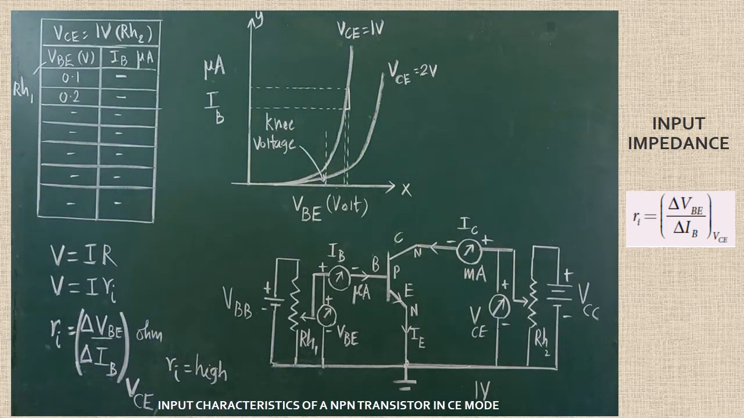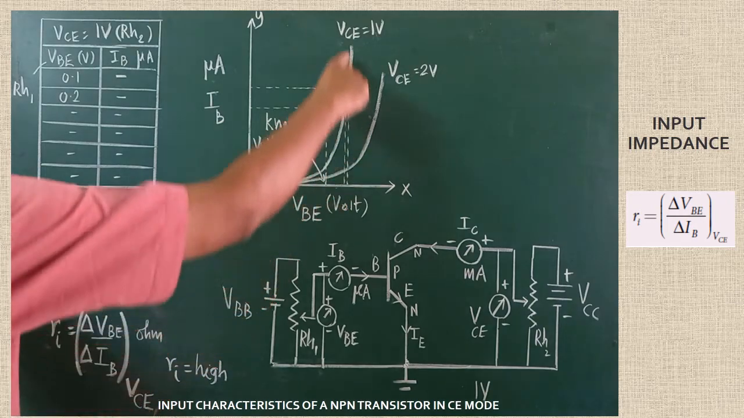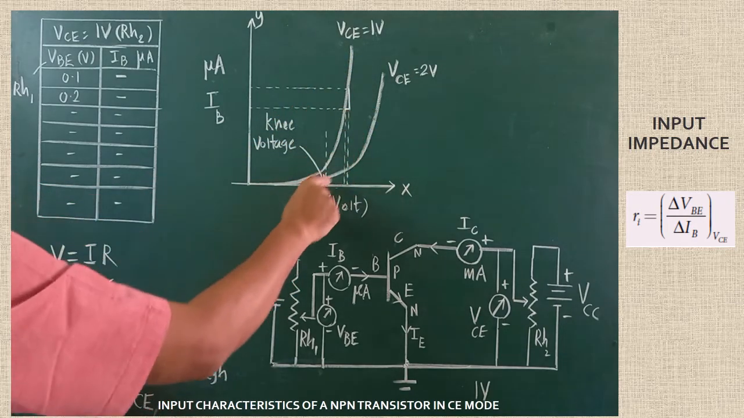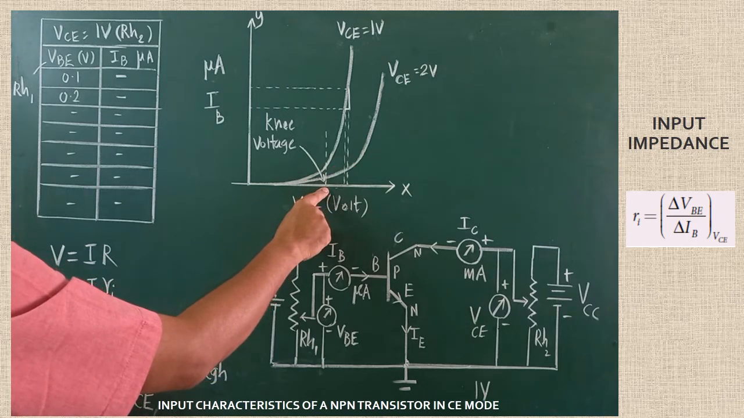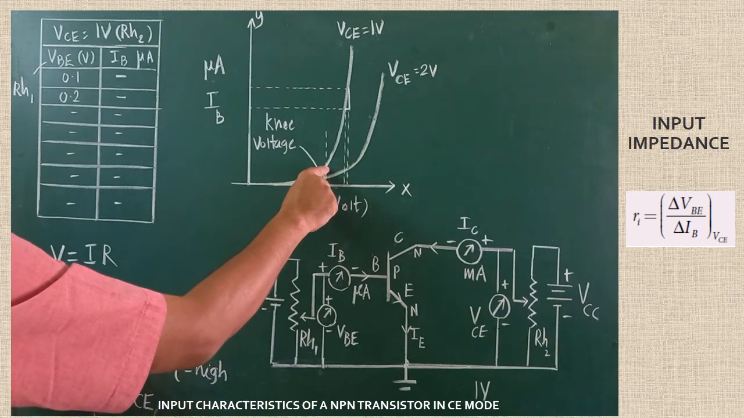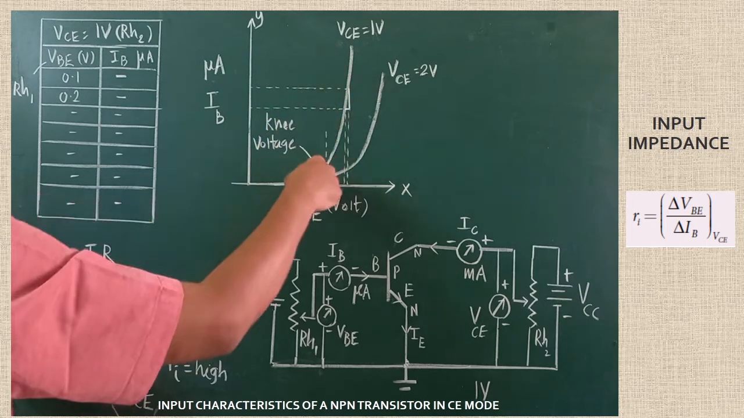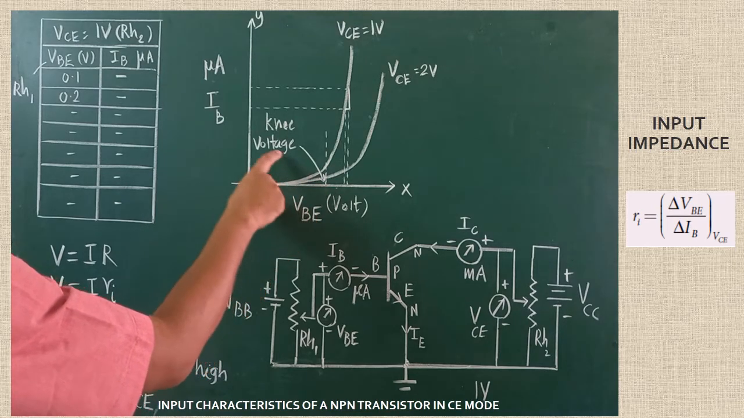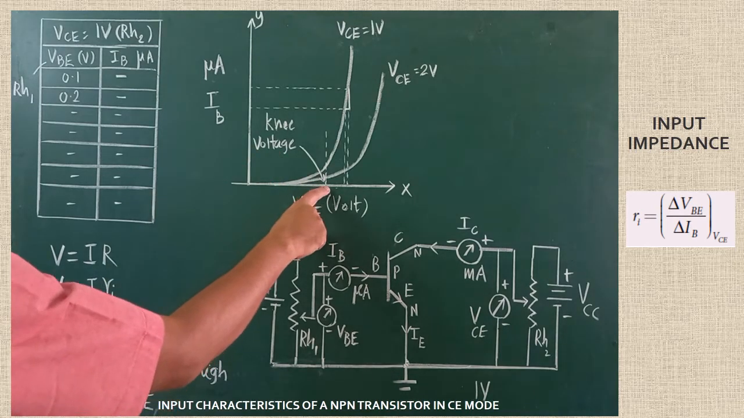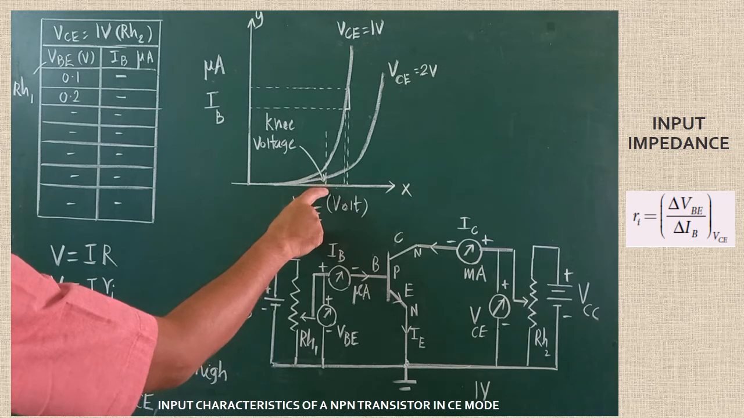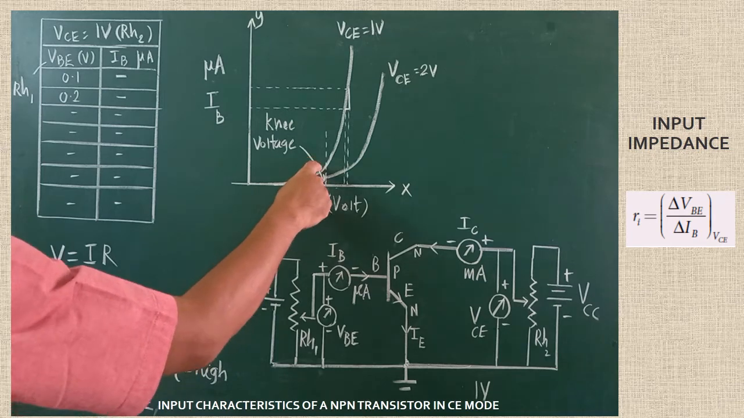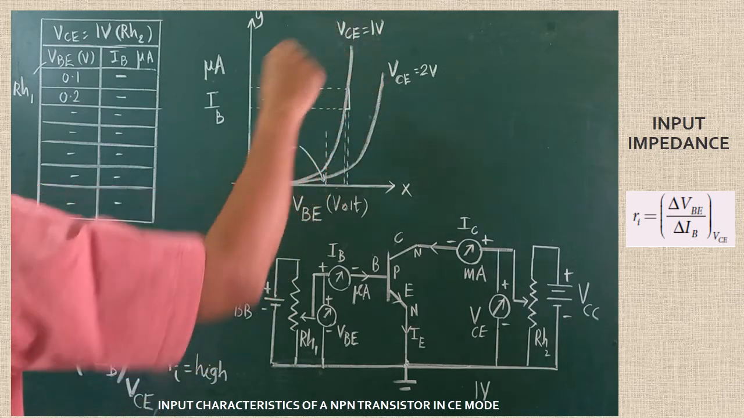Here the common thing is, in both graphs, if you draw a vertical line towards the x-axis, you will get the common knee voltage of the transistor. Here only IB starts increasing. Therefore this particular voltage is called the knee voltage. In the case of a silicon transistor, the knee voltage value will be around 0.7 volt. After that the IB value starts increasing.